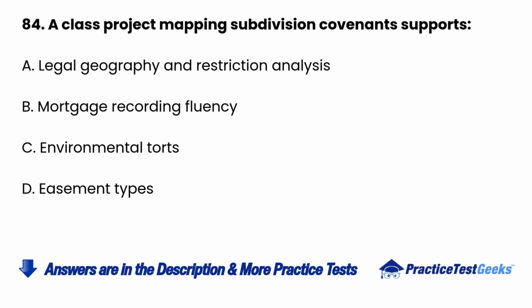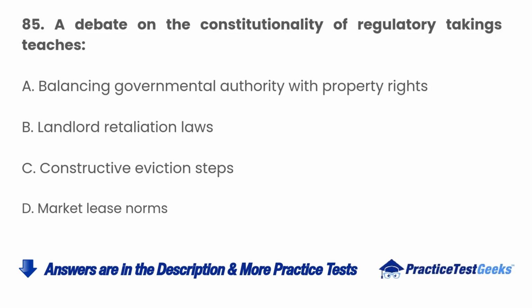84. A class project mapping subdivision covenants supports A. Legal geography and restriction analysis. B. Mortgage recording fluency. C. Environmental torts. D. Easement types.